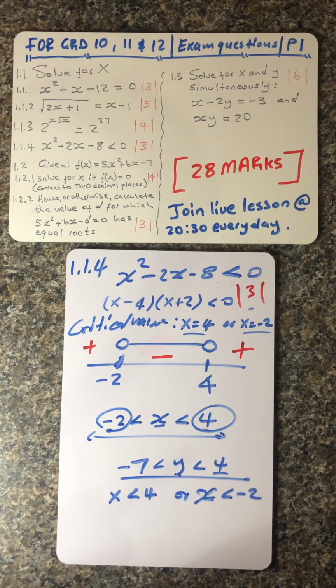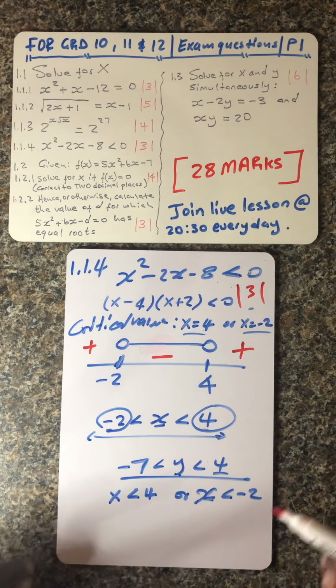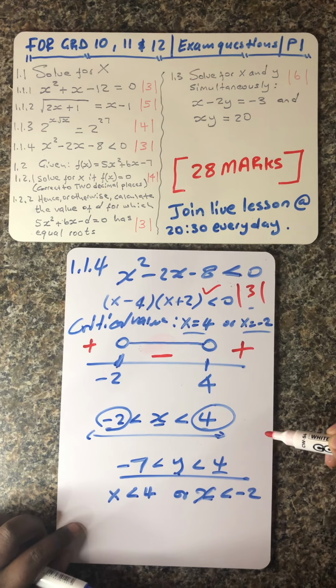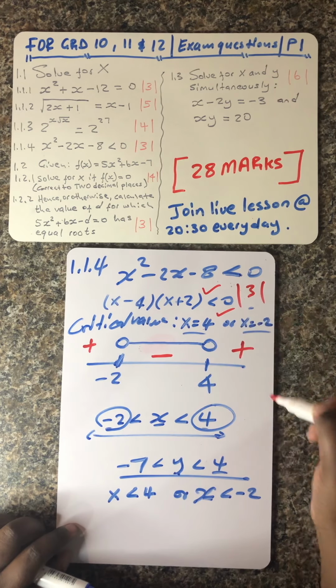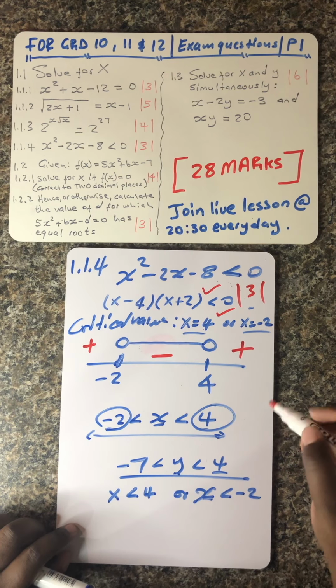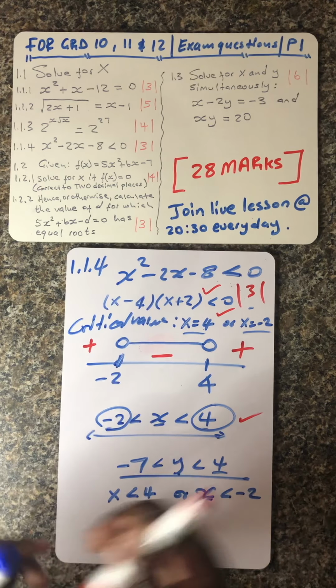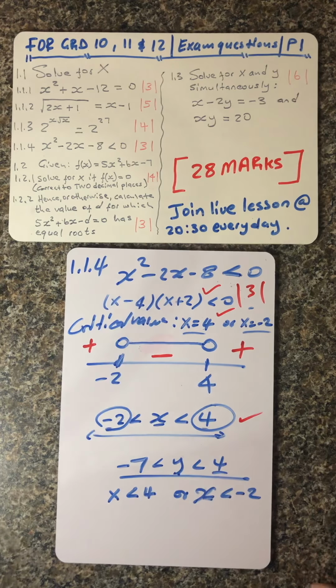So before I forget, I have to show exactly where you score your marks. So you will get your first mark there where you were able to give us the factors. The other mark comes from critical values, and then the other mark comes from the final answer. Okay, so that's how you solve this question, guys.